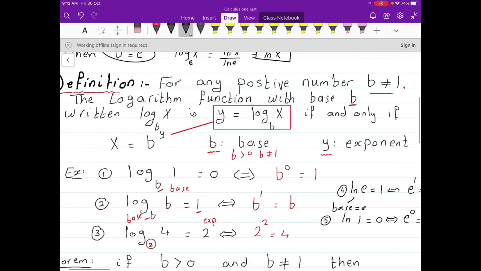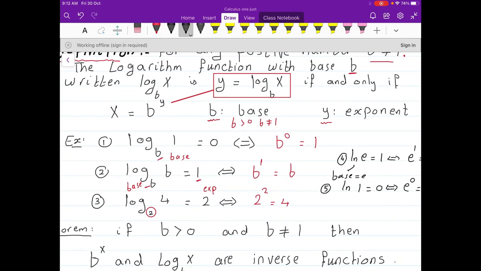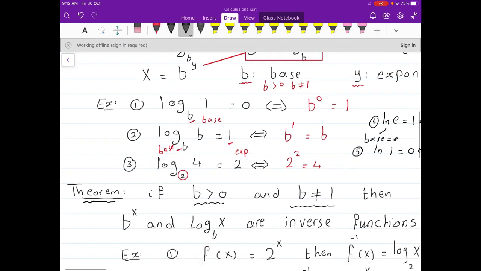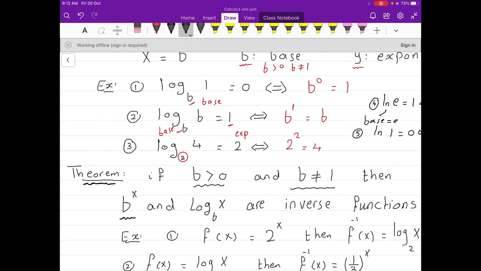Now, what applies to ln will apply to log. For log x, the domain always must be positive inside the log, and this function is one-to-one, so it has an inverse, b to the power x. So we define a theorem: if b is positive and b does not equal 1, then b to the power x and log x for the base b are inverse functions.